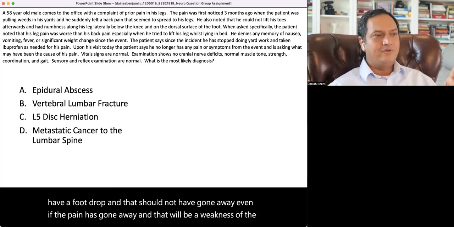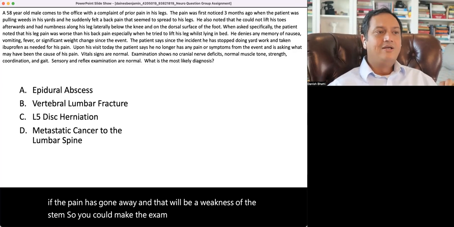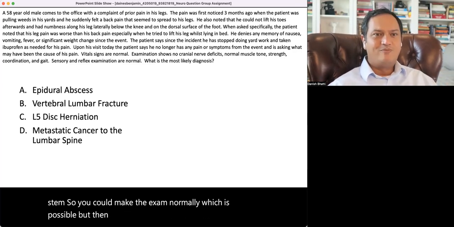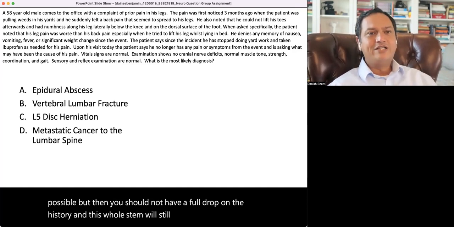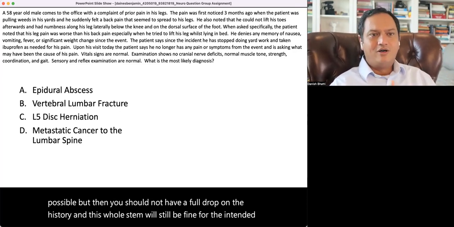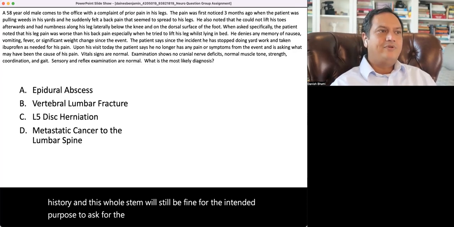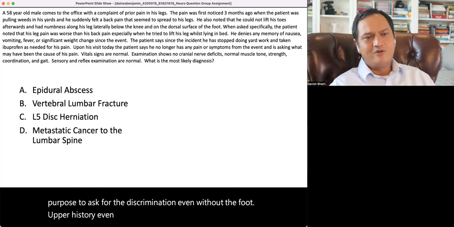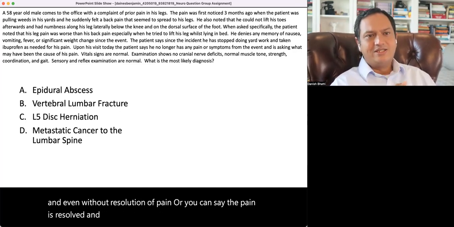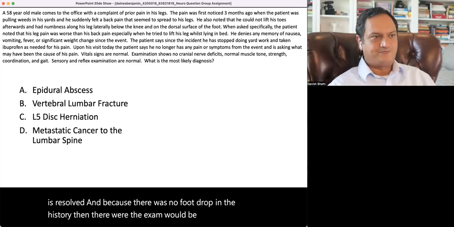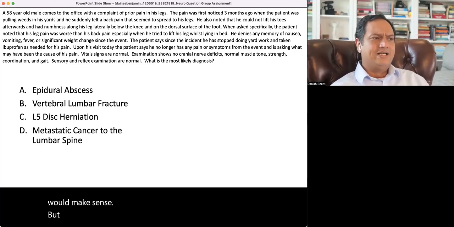So you could make the exam normal, which is possible, but then you should not have a foot drop on the history. And this whole stem will still be fine for the intended purpose to ask for the disc herniation, even without the foot drop on history, even with normal examination, and even without resolution of pain. Or you can say the pain is resolved, and because there was no foot drop in the history, then the exam would be normal, and that would make sense. But this is classically disc herniation. So I will call it L5 disc herniation.